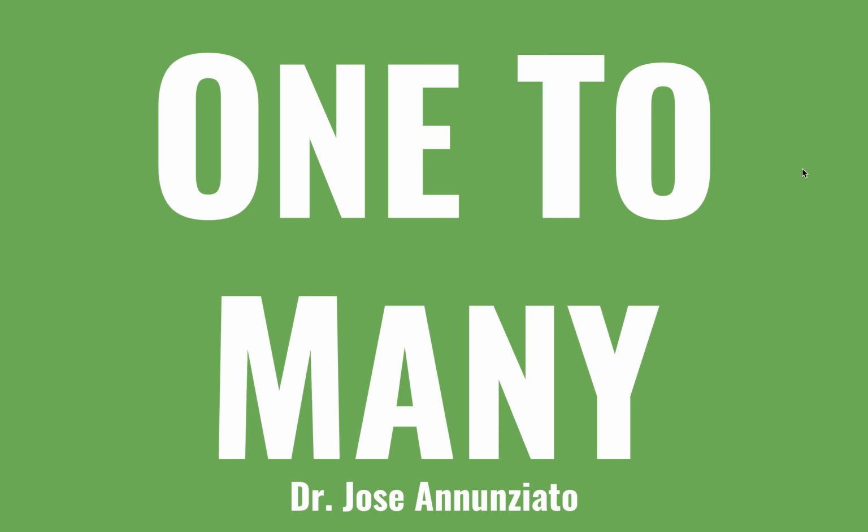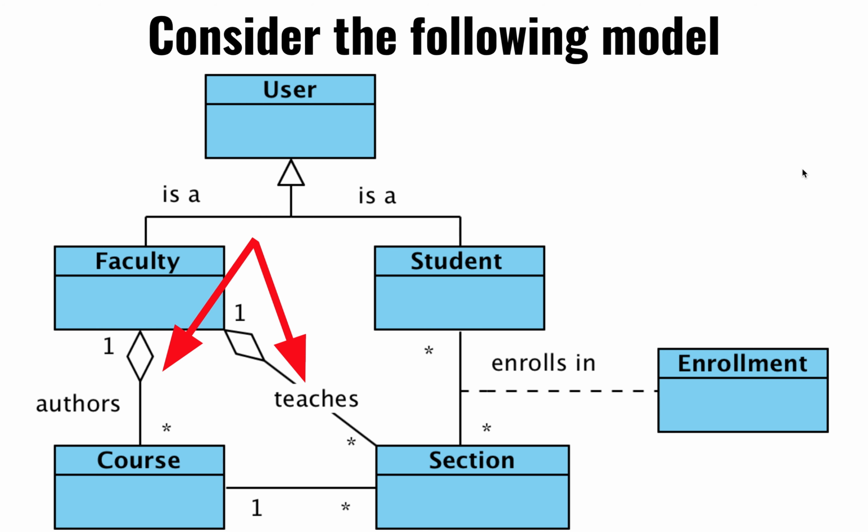Look at one-to-many. In this particular case, we have maybe the faculty having authored several courses, a course having many sections, or the faculty teaching multiple sections.